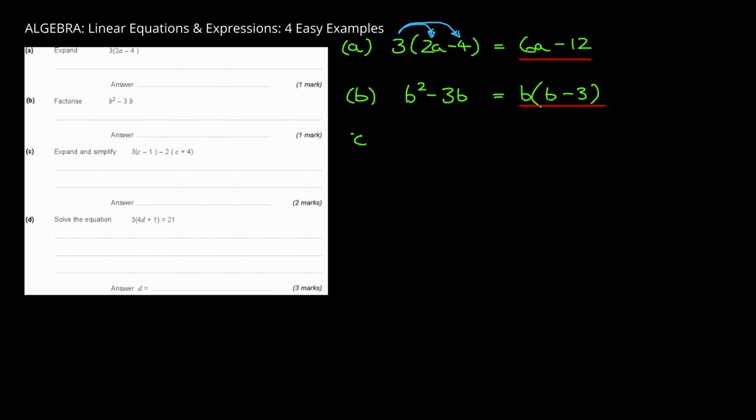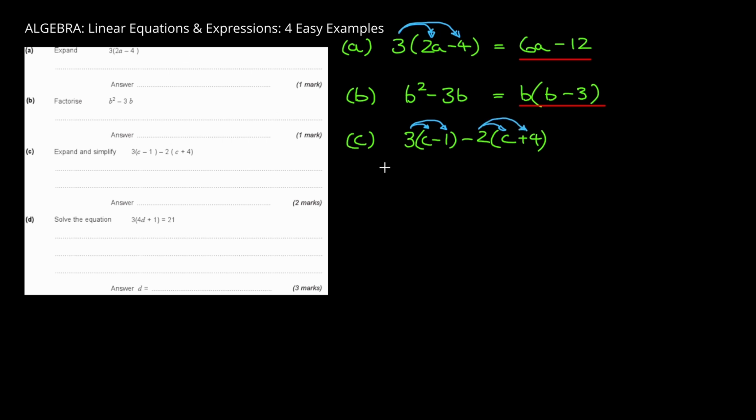Okay, let's try C. Well, in expanding these brackets, we're going to create a c term with the 3c and another c term with the negative 2c, which is appearing here. Also number terms, both of which can be simplified. And yet again, the 3 will multiply the c and the 1, and similarly negative 2 will multiply the c, and negative 2 will multiply the 4.